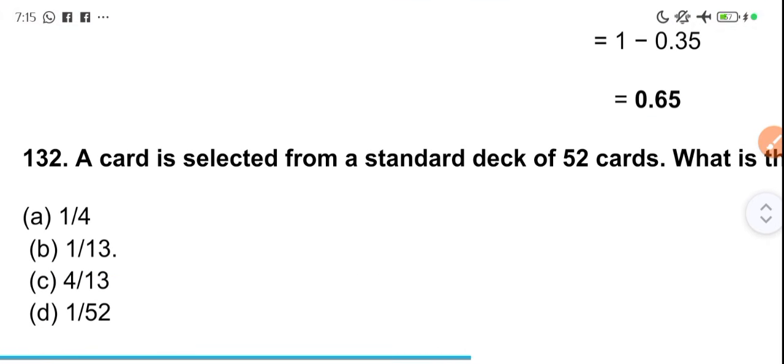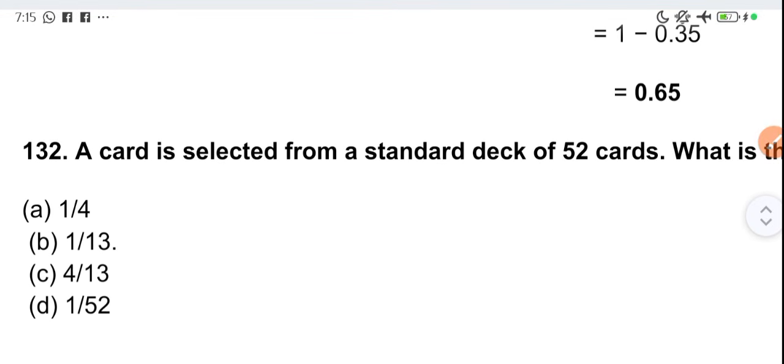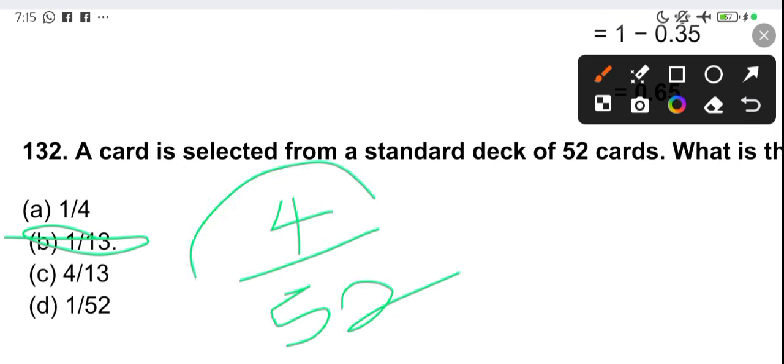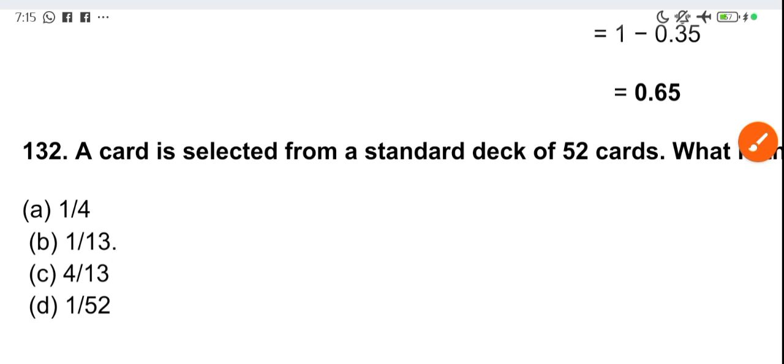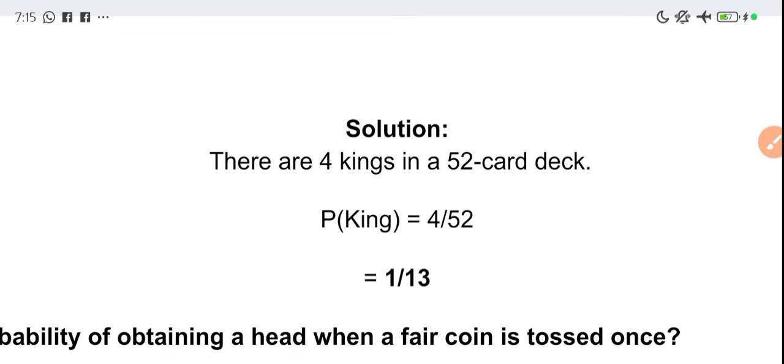Now moving on, a card is selected from a standard deck of 52 cards. What is the probability of selecting a king? It is 1 over 13. A king, how many kings are in the deck? You have 4 kings. 4 kings over 52, and that gives us 1 over 13. Now some common questions that you should know the answers to, even without solving, like this example question. You can see the solution here. Then you have the answer.